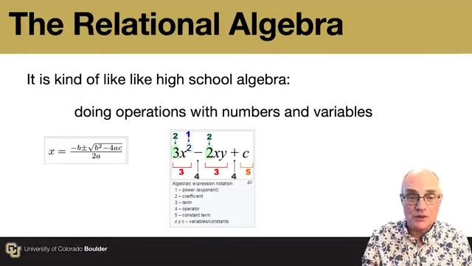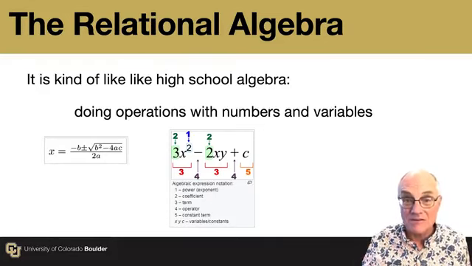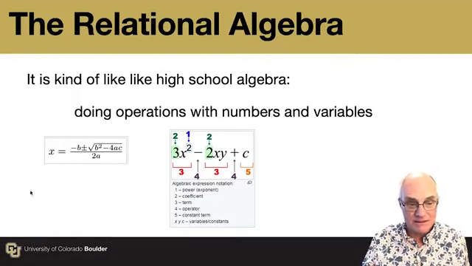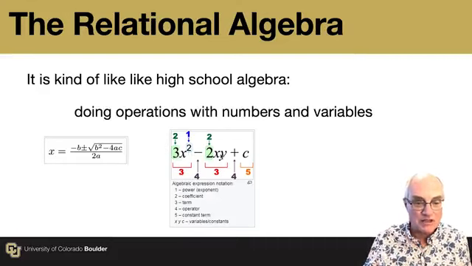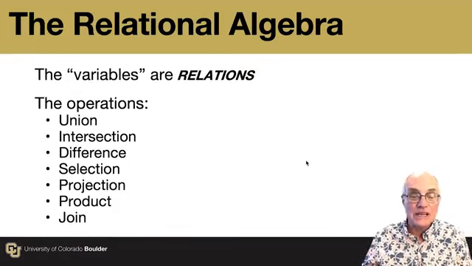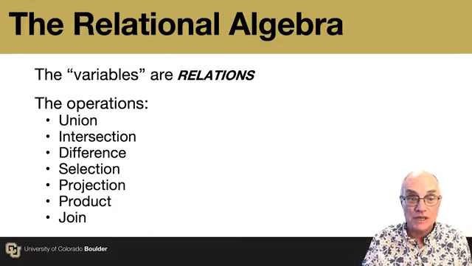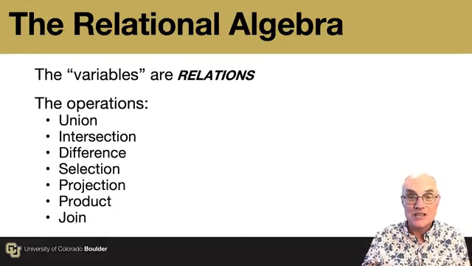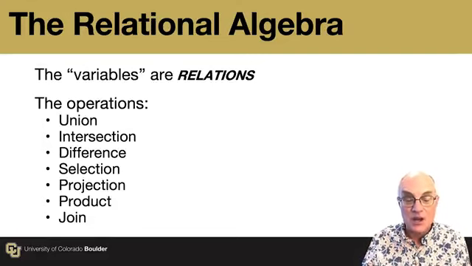When you were in high school and you learned algebra, you learned to do operations with numbers and variables, like the quadratic formula, or just looking at this. I've got 3x squared minus 2xy plus c. I'm doing an operation here with numbers and variables. Now, in the relational algebra, the variables are relations. And what's a relation? It's a table. What can I do with my tables? I can do relational algebra operations like union, intersection, difference, selection, projection, product, and join.